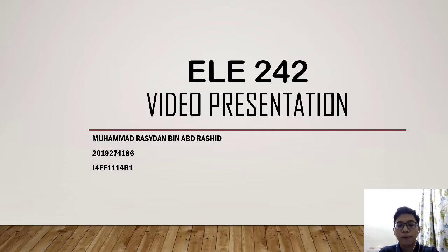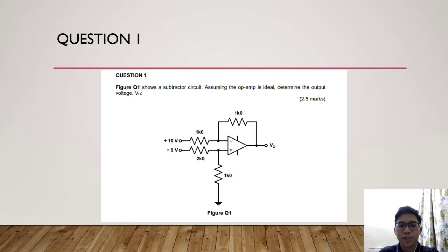So today I'm gonna present my answer to the questions given in the assignment in the video presentation for ELE 242. So this is question 1. Figure Q1 shows a subtractor circuit. Assuming the op-amp is ideal, determine the output voltage for this circuit. So how are we gonna do it?